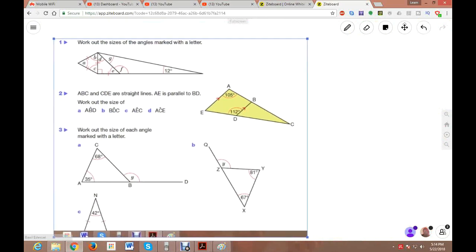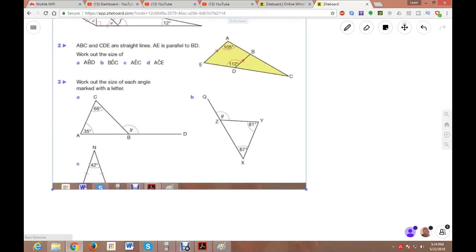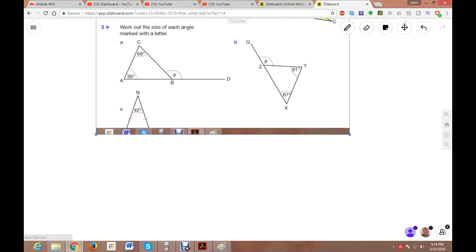Okay, I hope this is much nicer here. Okay, now we are having some nice place and good space to work out. Okay, now work out the size of each angle marked with a letter. You just have to find out angle Y here. How are we going to manage?